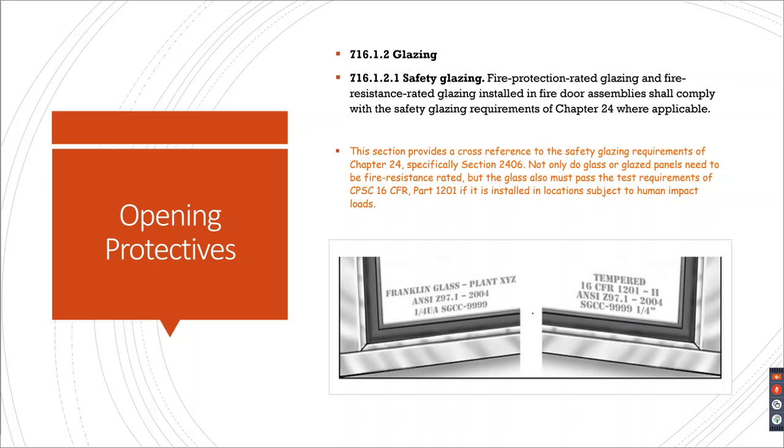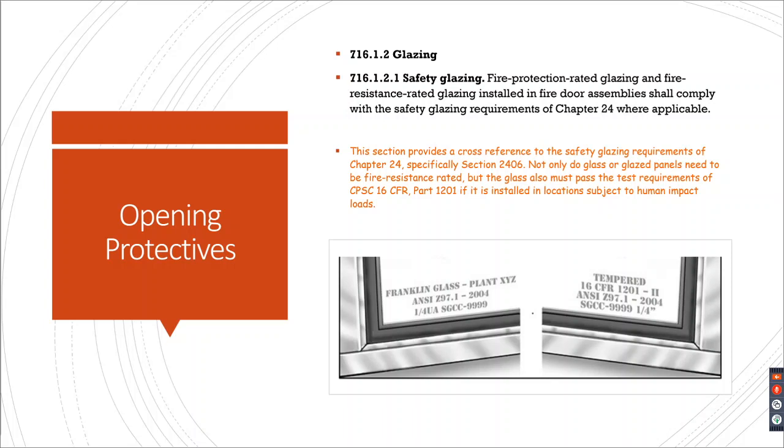So usually when you're in the code, you're not just in one spot, right? You've also got to look at what the requirements of 24 say have to be in place for safety glazing. And then you'll go pretty much right to 2406. So not only do the glass or glazed panels need to be fire resistance rated, but the glass also must pass the test for the CFR 16 if it's installed in locations subject to human impact load.